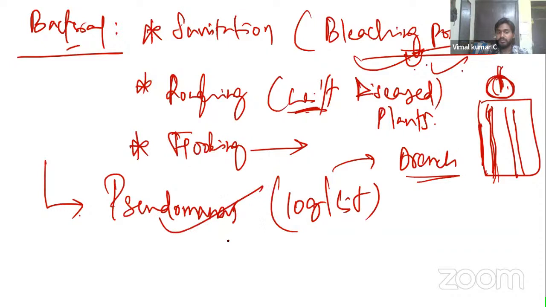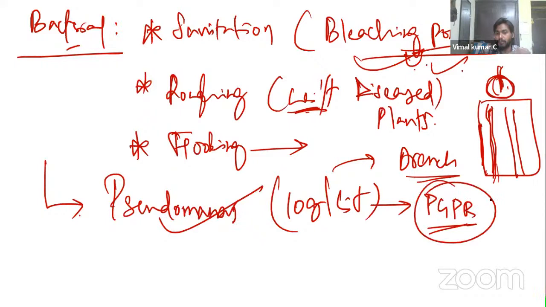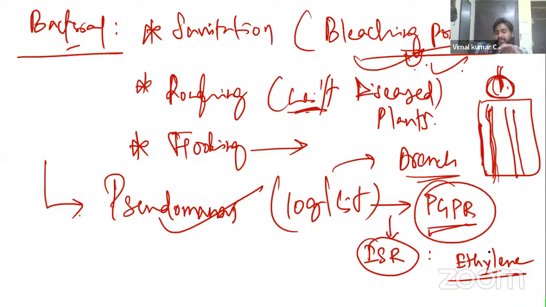The primary thing it does is, as you know, it is a plant growth promoting rhizobacteria, right? That means it will promote the growth of the plant, and it will induce ISR, that is induced systemic resistance. That means it will induce some chemicals. If I want to be specific, it is ethylene. So it will induce this chemical and produce some resistance mechanism towards the pathogen. That's why Pseudomonas is most important.